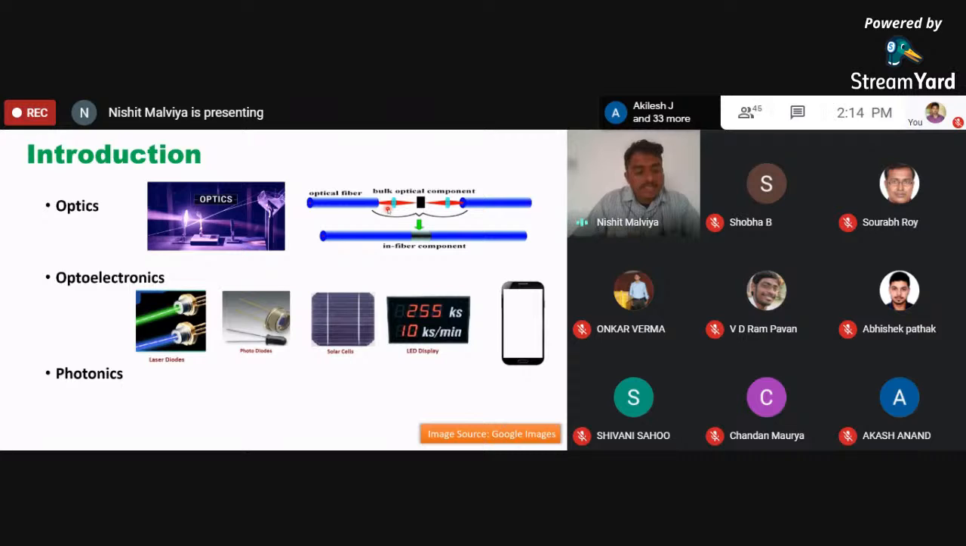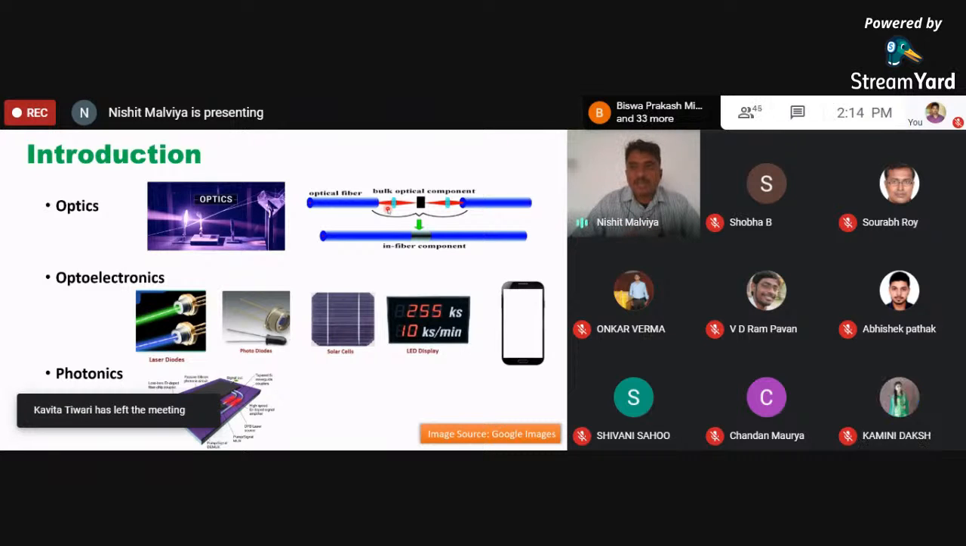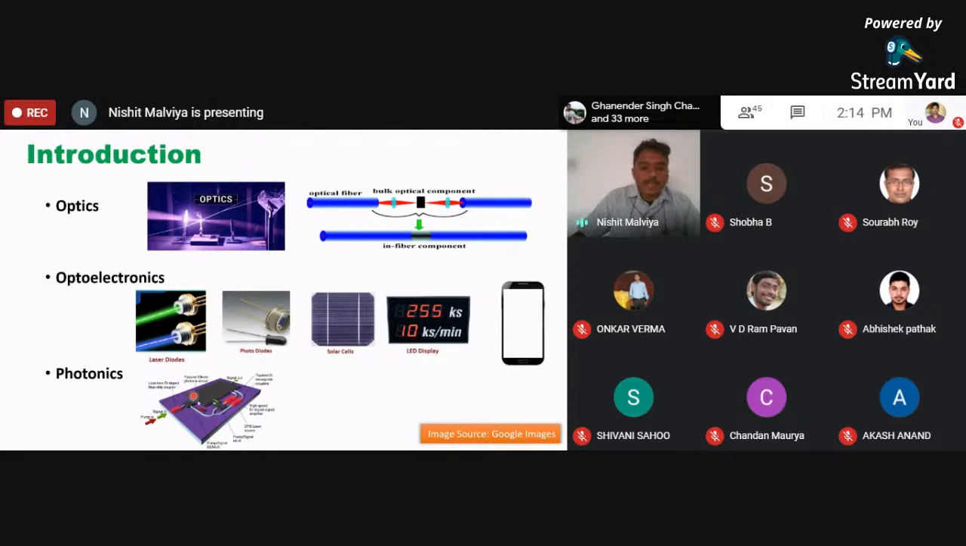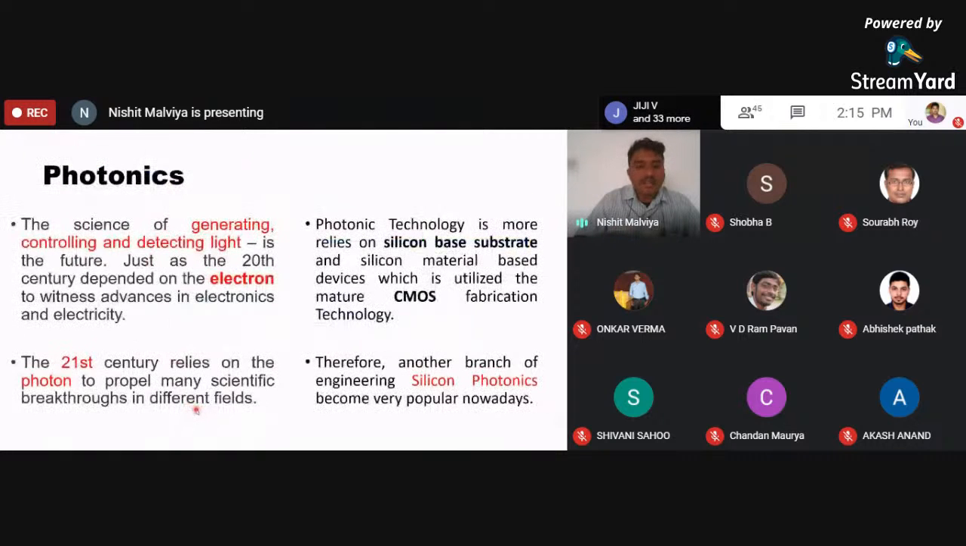Lastly, there is photonics. Photonics is another branch of optics. In photonics, we study the generation of light, or the generation of photons, and then controlling it and other things. Here this is one single chip with different components on it. I will discuss photonics in more detail in the next slide, because in this webinar series I am going to talk about silicon photonics. So first we start with photonics.